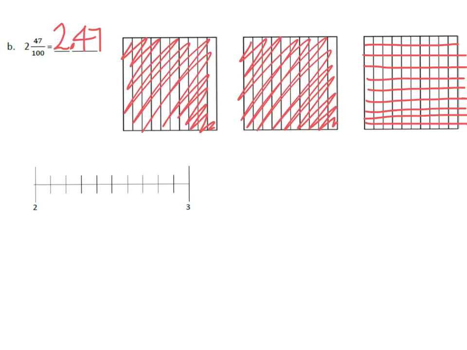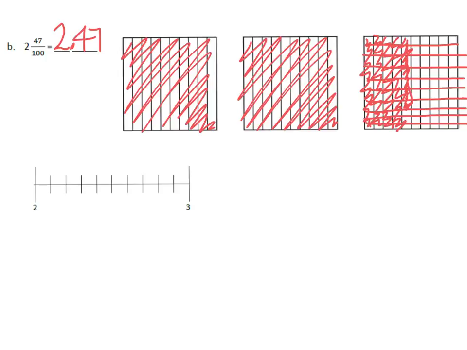Now we can shade in 47. So here would be 10. Another row of 10 is 20. A third row of 10 is 30. And a fourth row of 10 is 40, plus 7 more.